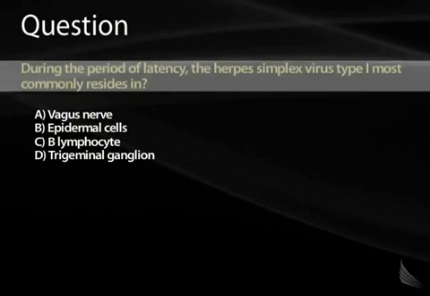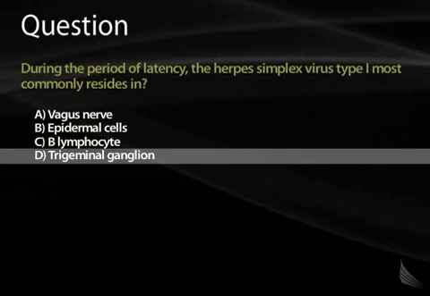Next question. During the period of latency, herpes simplex virus type 1 most commonly resides in D, the trigeminal ganglion. This is something that anybody who's had a cold sore knows. It goes all the way up there and it can come along the trigeminal ganglion, it can get in your eye, it can get along your forehead, right along where the trigeminal nerve goes.